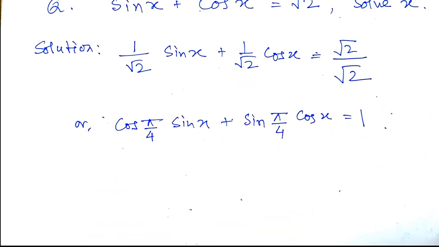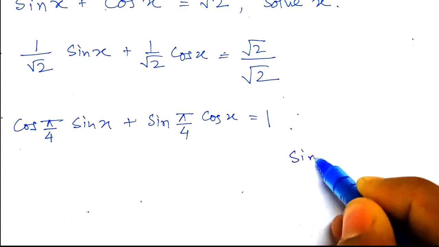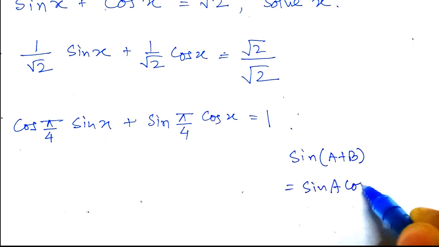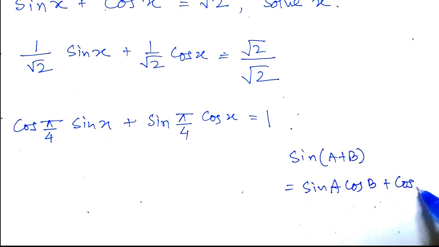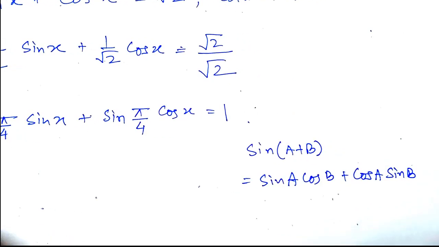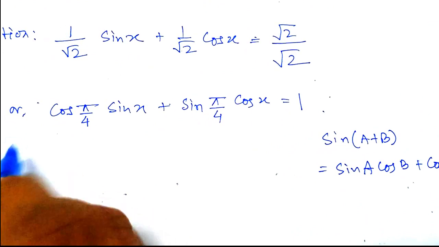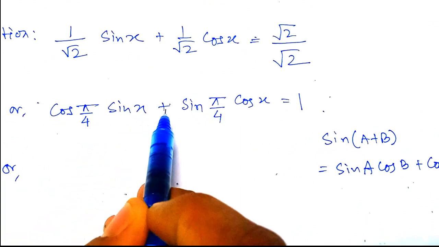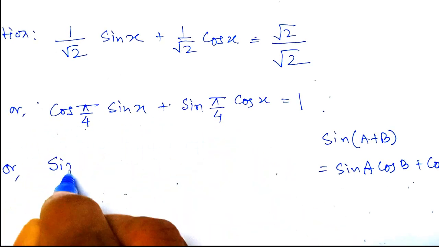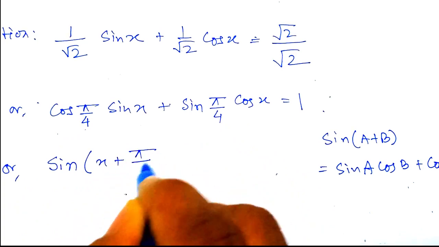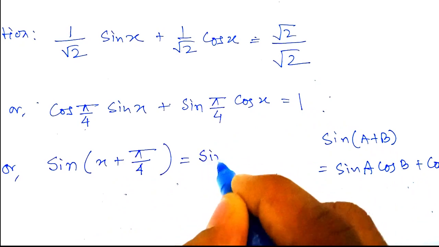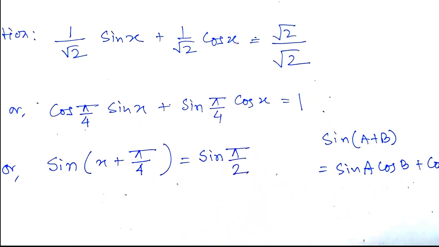Now we have one equation: sin(a plus b) equals sin a cos b plus cos a sin b. Here we will apply this equation, and if we consider x as a and pi by 4 as b, then this expression will become sin(x plus pi by 4), which will be equal to 1, and you know 1 is the value of sin pi by 2.